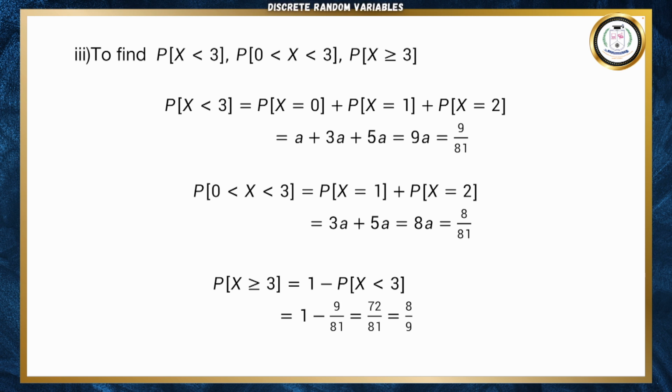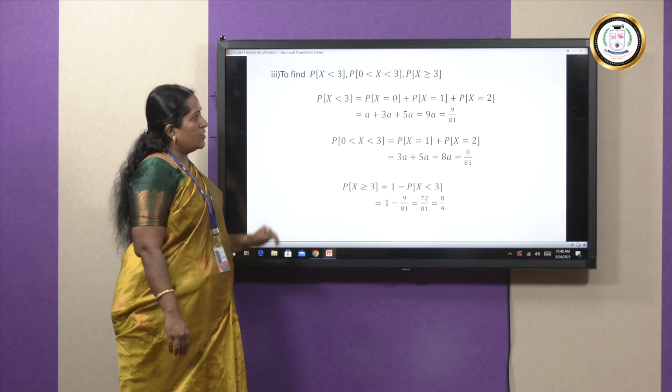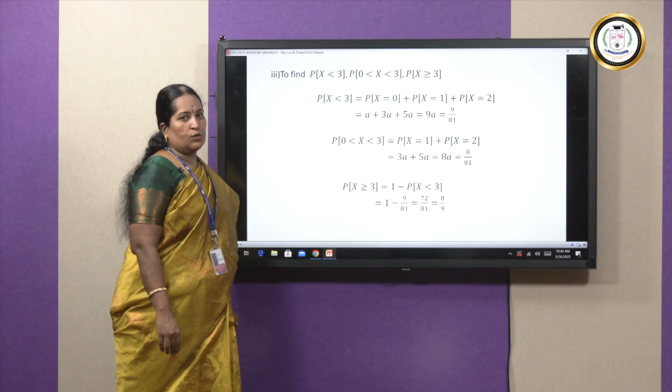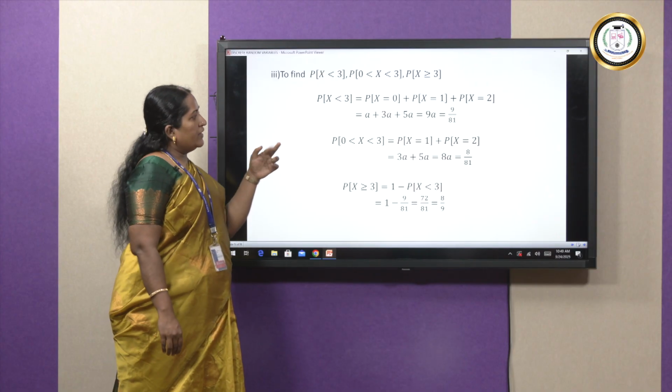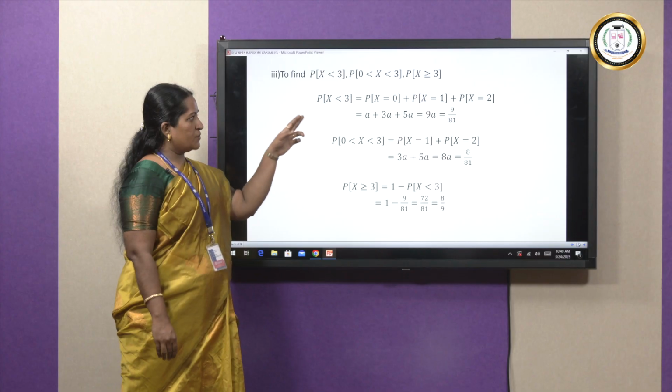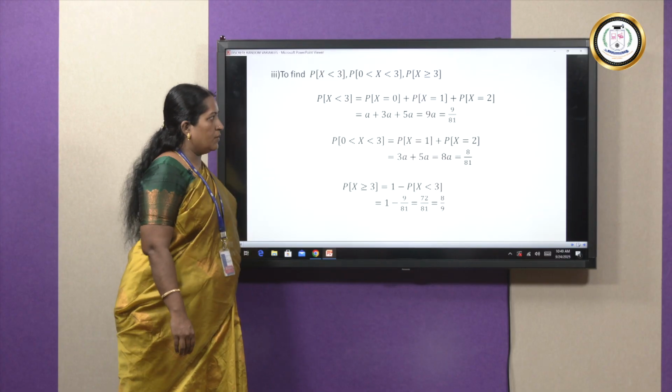Next, we shall find the probability of x less than 3. What are the possibilities of x taking a value less than 3? That is p of x equal to 0, or p of x equal to 1, or p of x equal to 2. So we can write it as p of x equal to 0 plus p of x equal to 1 plus p of x equal to 2.